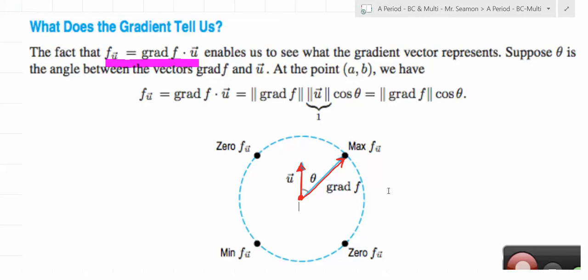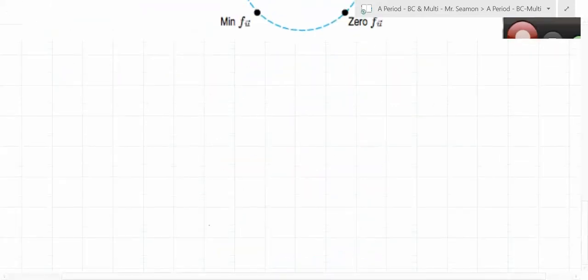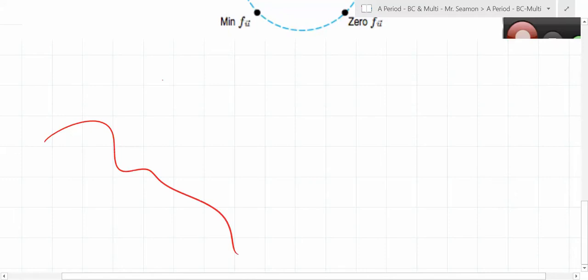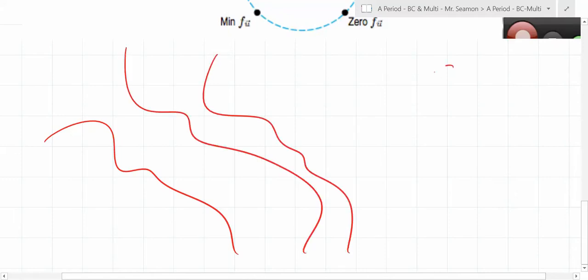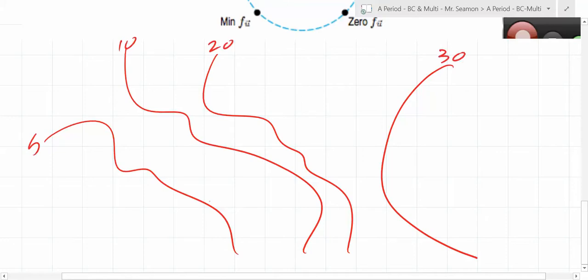Last class we talked about this. If you have a contour diagram right here, another way to think about this, so let's say this was 5, and then 10, and then 20, and then 30. Let's say you were at this point right here. Generally speaking, if I asked you, and again, you don't know what the function is, what's the steepest path you could take?